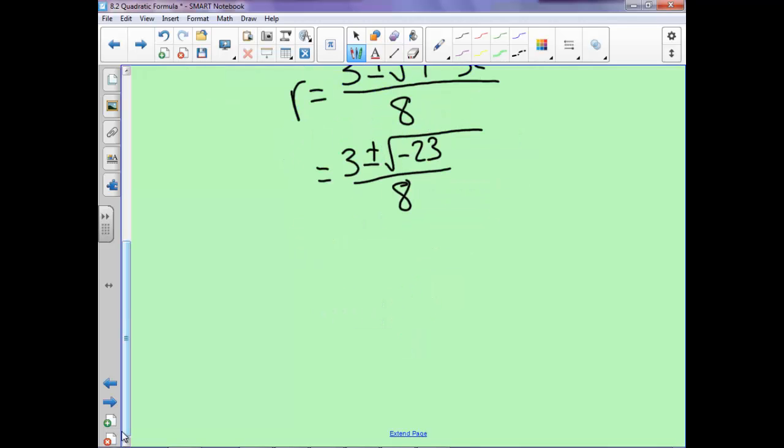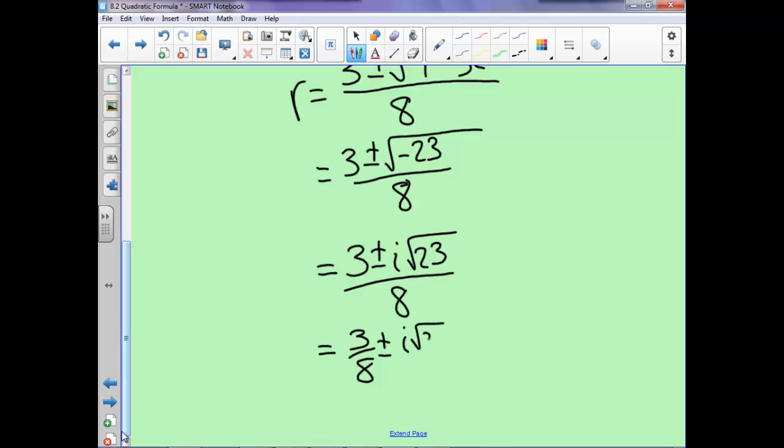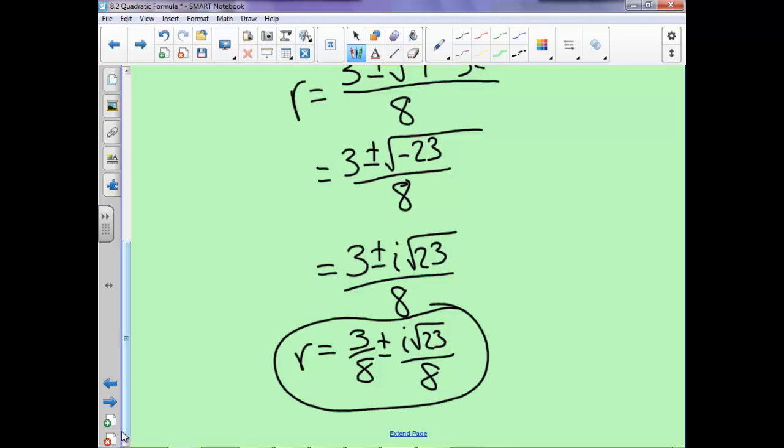We can't break the 23 down anymore, but we can bring out an i, and we can separate it into two fractions. And that's all we can do.